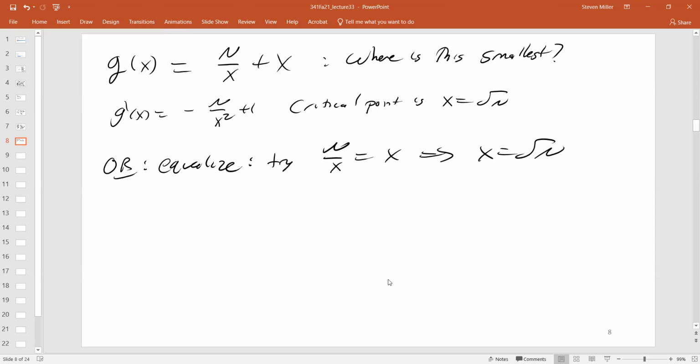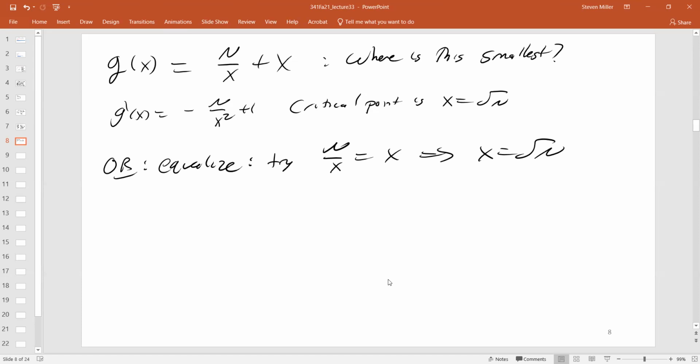Well, if I make n over x small, I'm making x large. If I make x small, I'm making n over x large. So one possibility is, why don't I set the two bad things equal to each other? And if I set the two bad things equal to each other, that gives me x equals square root of n. This may not give you precisely the best answer, but it should give you something reasonably close. Because I want each term to be roughly as bad as the others.